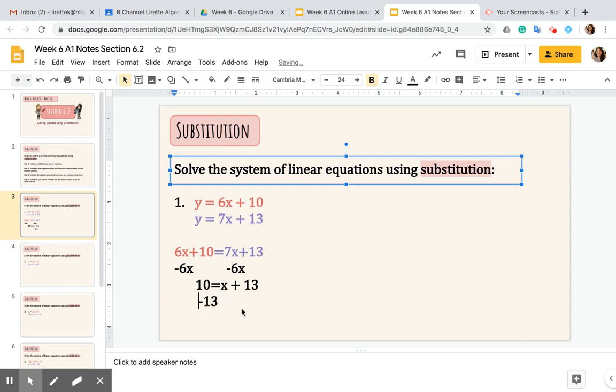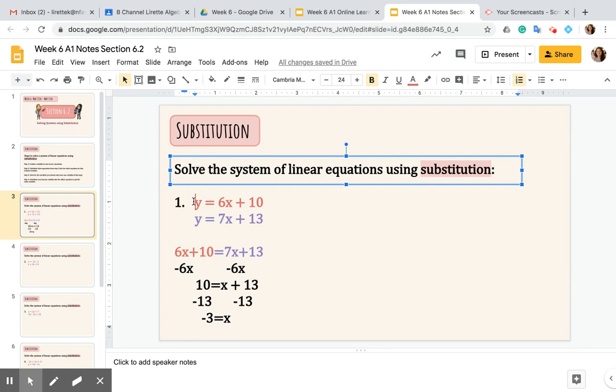I should have started over here because I'm going to have to do it here anyways. So I'm going to subtract the 13 from the left and the right. They're going to cancel on the right, and I'm going to get negative 3 equals x. 10 minus 13 should give me negative 3. Okay, so I finished step 3, which says to solve for the variable. I know that in the point of intersection, whatever point of intersection it is, the x value in that ordered pair is a negative 3.